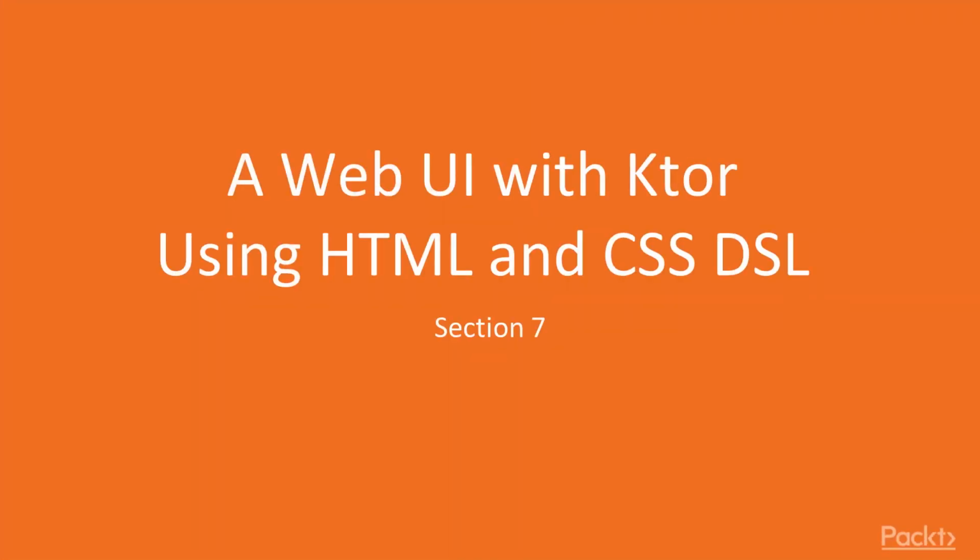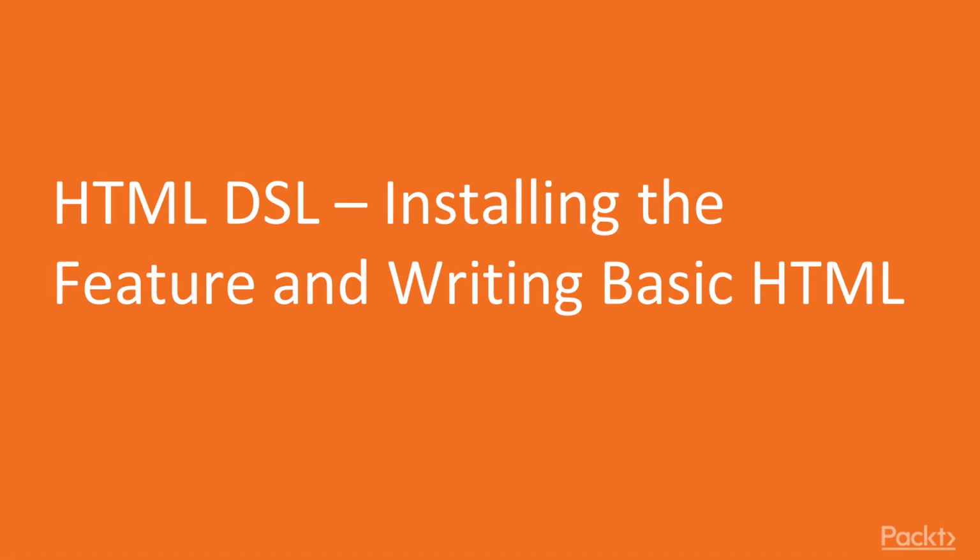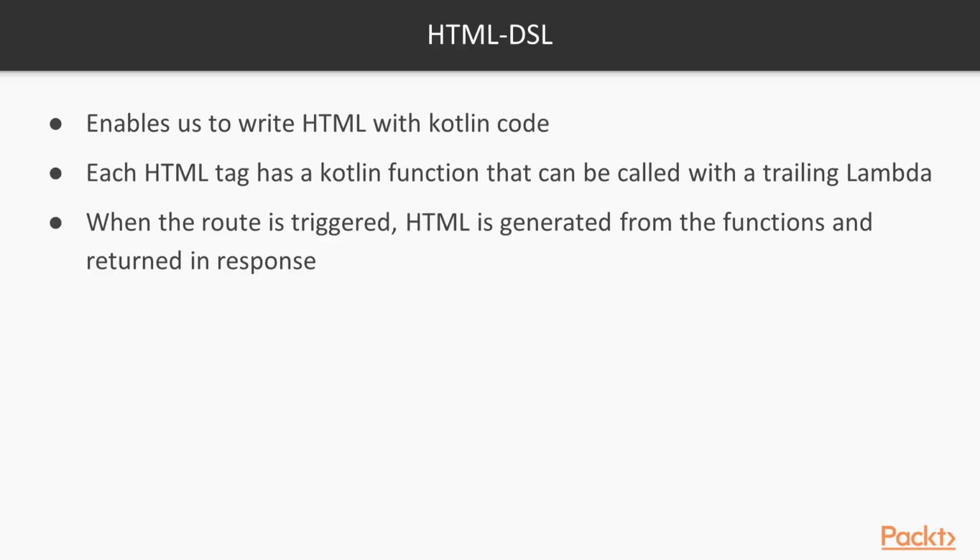In this section, we will create a bookstore application with Ktor using HTML and CSS DSL. Let us look at the HTML DSL, how to install the feature, and how to write some basic HTML in Ktor. The HTML DSL feature enables us to write HTML code with Kotlin code. Each HTML tag has a Kotlin function that can be called with a trailing lambda. When the route is triggered, HTML is generated from the functions and then returned in the response.